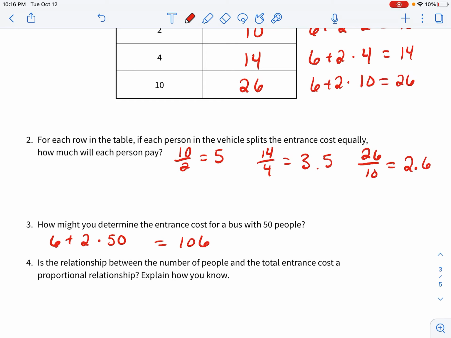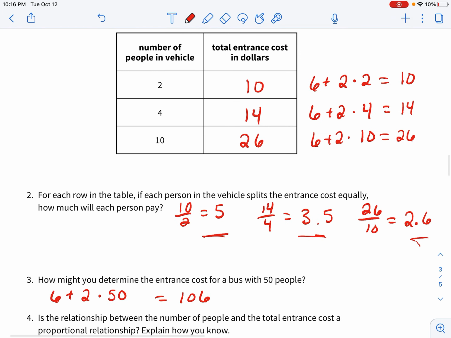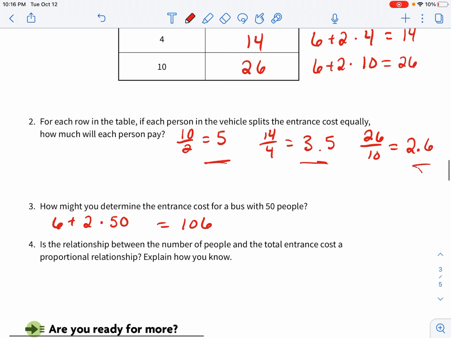Okay, it says, is the relationship between the number of people and the total interest cost a proportional relationship? Explain how you know. So no, this is not. And the reason is right here, right? If it was proportional, our y value divided by our x value would always give us the same value. Well, the first one gives us 5, the second one is 3.5, and then the third one is 2.6. So that value continually changes. So therefore, it can't be a proportional relationship.